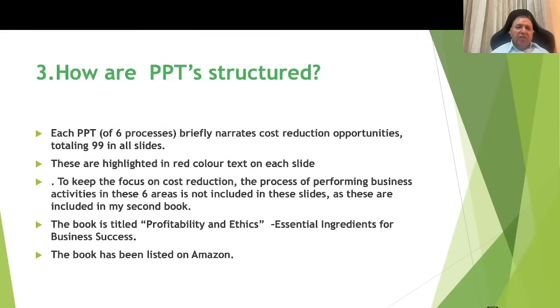How are the PPTs structured? Each PPT of the 6 processes briefly narrates the cost reduction opportunities totaling 99 in all slides. These are highlighted in red color text on each slide. To keep the focus on the cost reduction, the process of performing business activities in these 6 areas is not included in these slides, as these are included in my second book. The book is titled Profitability and Ethics, Essential Ingredients for the Business Success, and the book has been listed on Amazon.